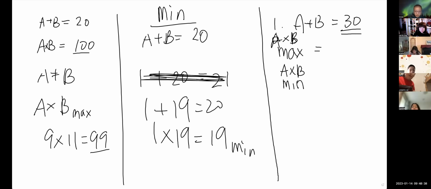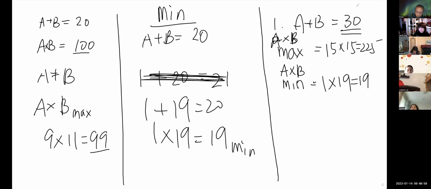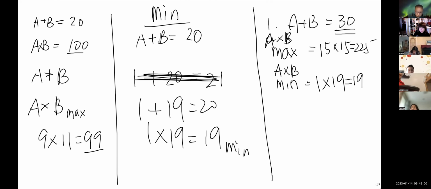Okay, I have received Emma's answer. Very good. I have received Ariel's answer. Good job as well. So everybody, we are solving in different ways, right, Cynthia? It's not always just one kind. So it's 15 times 15 equals 225, and the smallest is 1 times 29 equals 29. Very good. Okay, everybody, let's take a look at the second one.